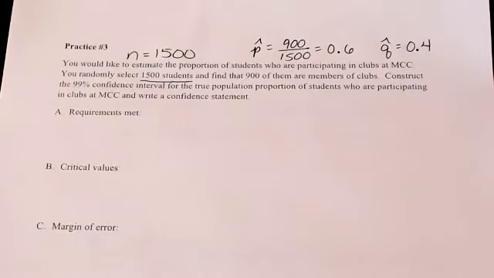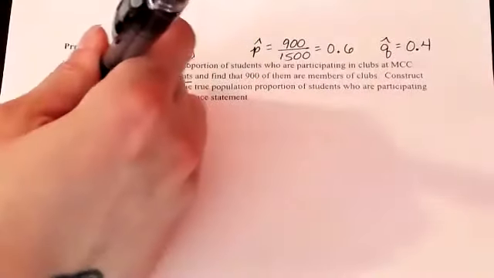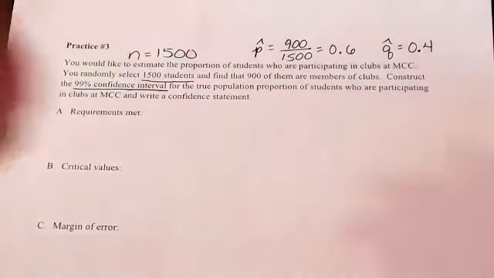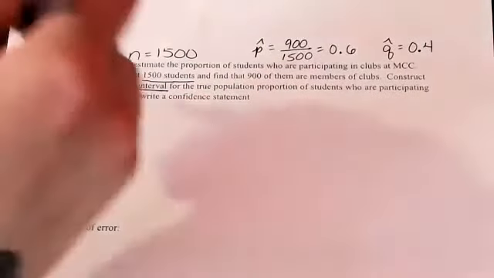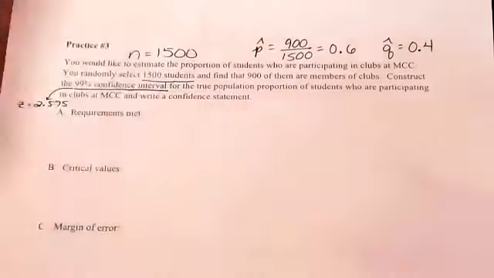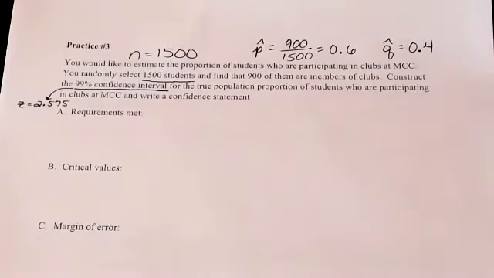So we want to construct a 99% confidence interval for the true population proportion of students who are participating in clubs at MCC and write a confidence statement. When you go back to your table, that 99% confidence interval. So again, someone who hasn't spoken yet, what is the critical value for 99%? 2.575. Perfection, 2.575. I'm just going to sneak that there so we have all the information.